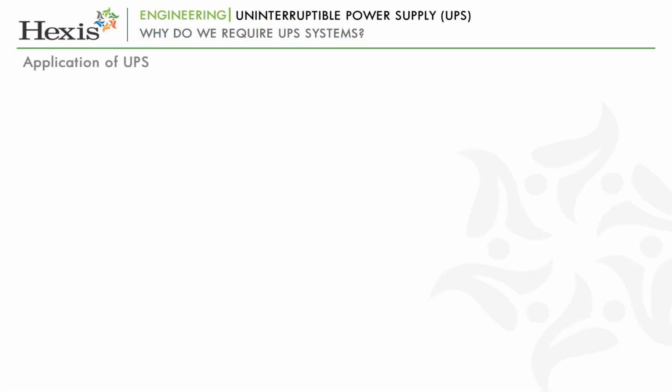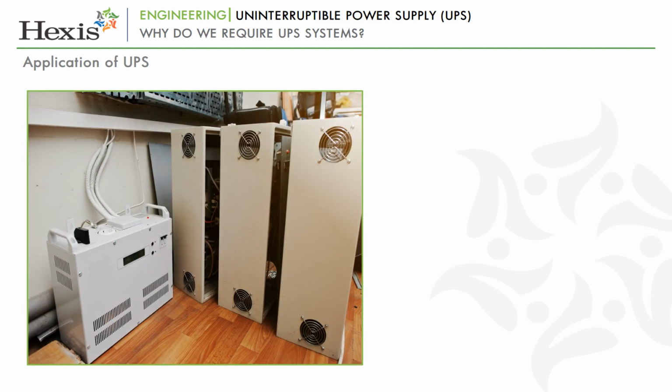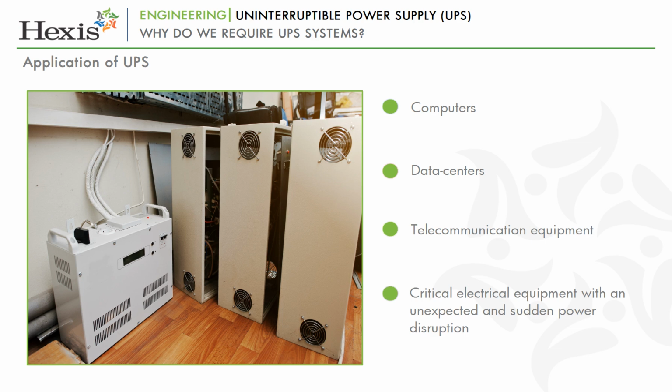Now the question arises, what is the need of UPS systems? Although the use of a UPS is not limited to any particular type of equipment in a facility, it is mostly or typically used to protect computers, data centers, telecommunication equipment, or other such critical electrical equipment where an unexpected and sudden power disruption can cause serious injuries, fatalities, serious business disruptions, and data loss.